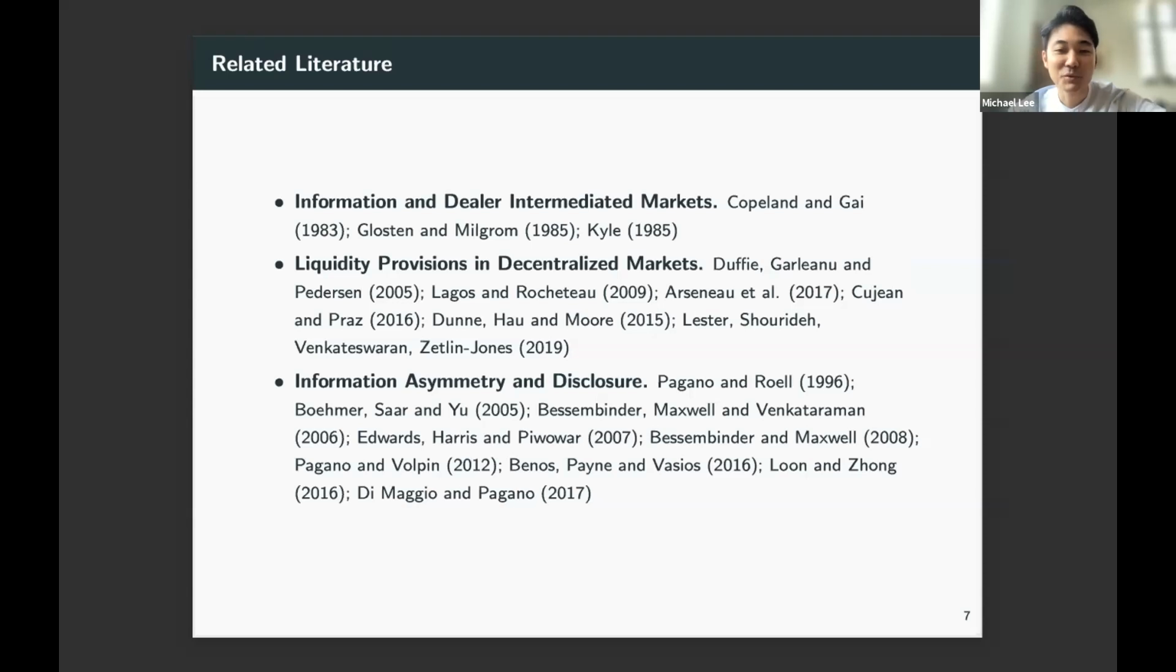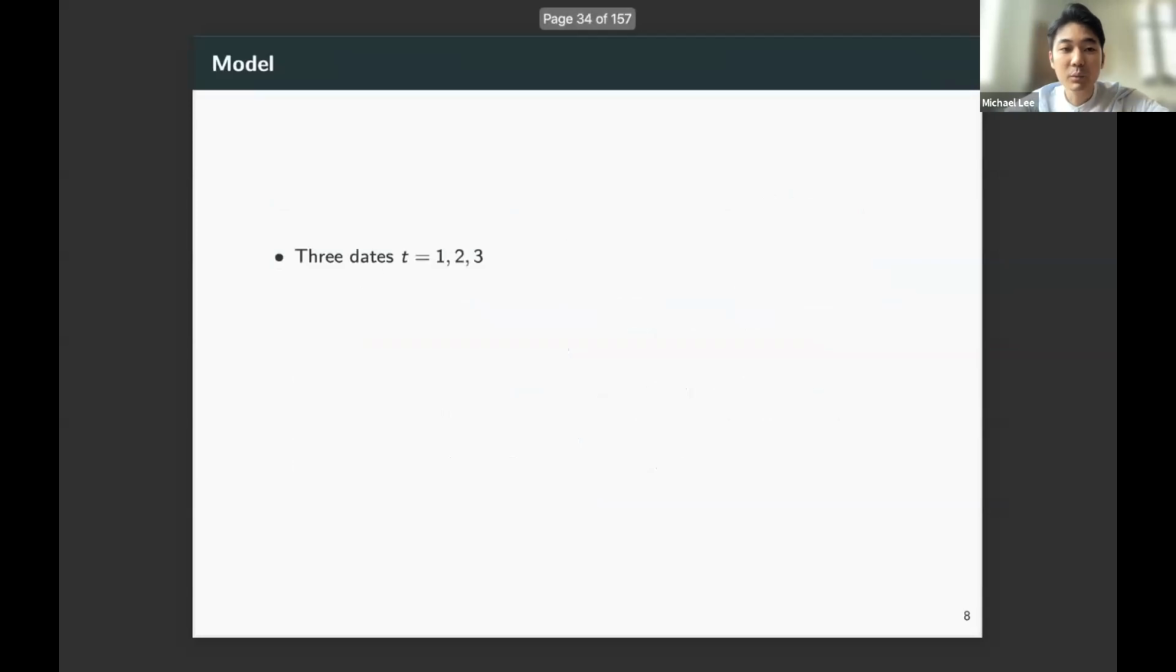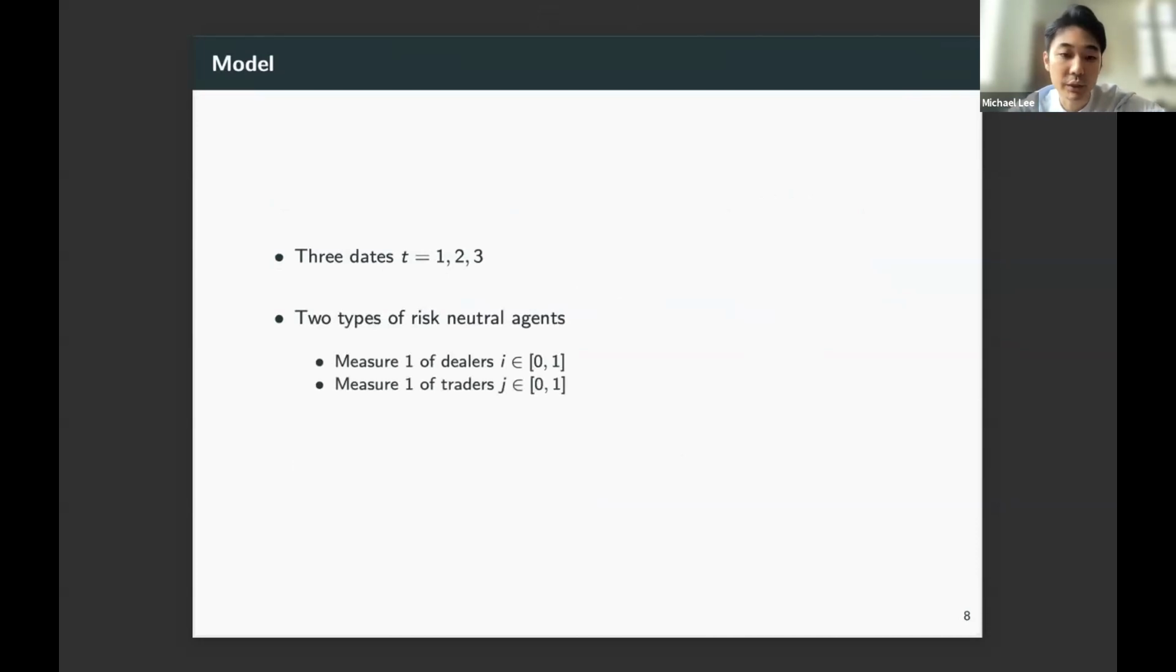So to address a lot of the questions, let me go right into the model and describe our environment. We have 3 periods, time 1, 2, and 3, and we have 2 types of risk neutral agents. The first type is a measure of dealers indexed i. So we have many dealers, and we also have many traders here. The dealers are what I talked about in the introduction. The traders here represent the clients or periphery dealers that are less active in the market. Finally, we'll have a central platform which is going to provide some post-trade services.